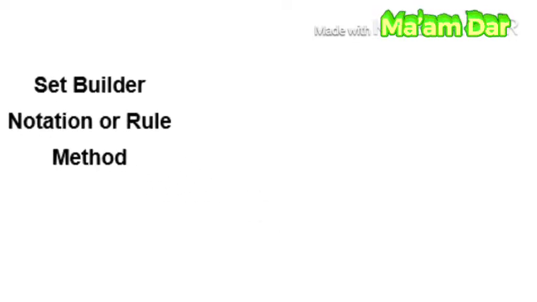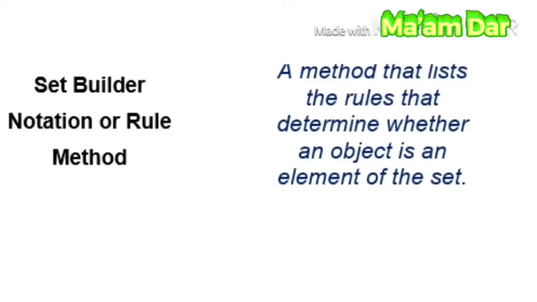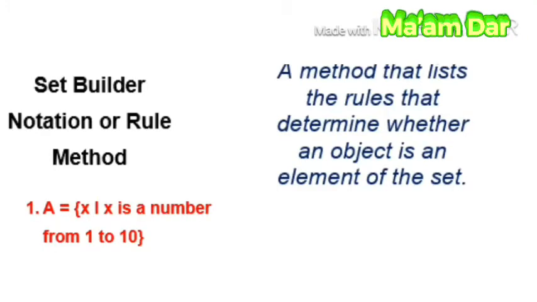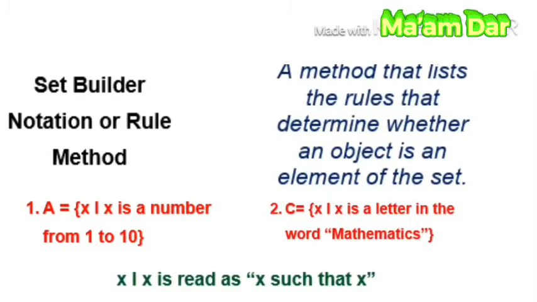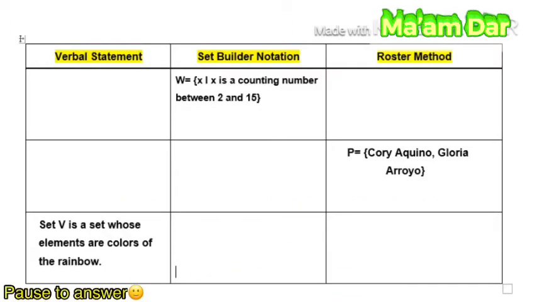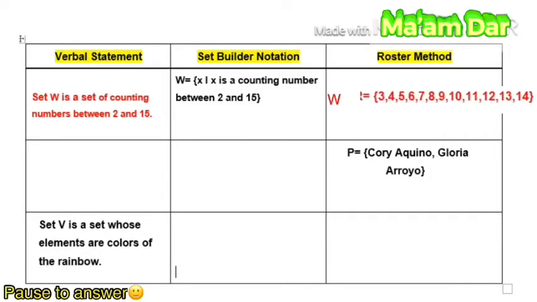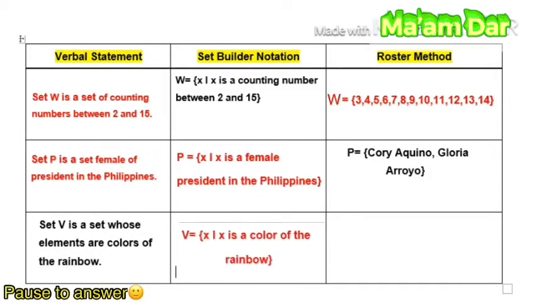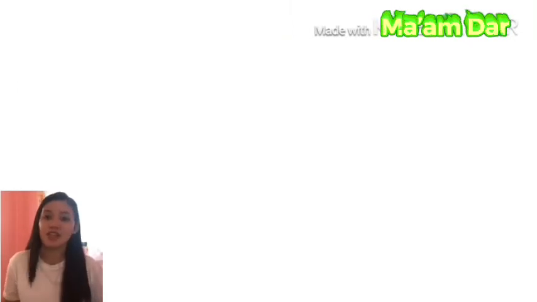Next is the set builder notation or the rule method. It is a method that lists the rules that determine whether an object is an element of the set. You'll do it this way. A is the set of X such that X is a number from 1 to 10. Or okay, let's try to answer this. Complete the table. Did you get it? Proceed to lesson 2.